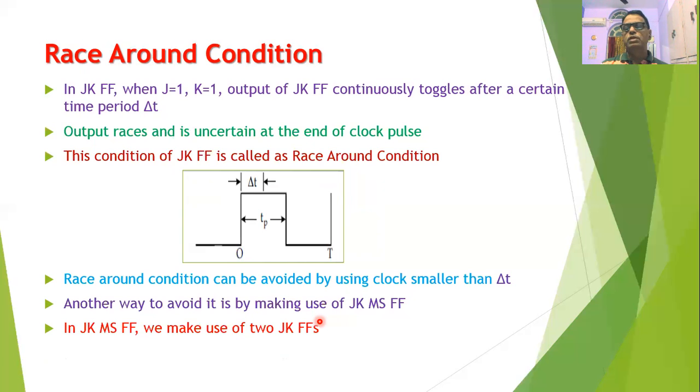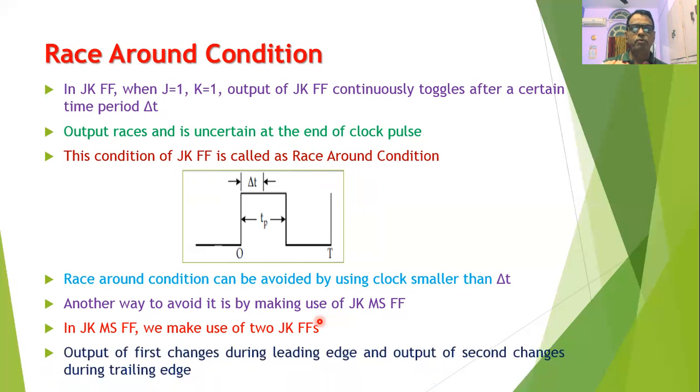Instead of using one flip-flop, we make use of two JK flip-flops in a JK MS flip-flop. The output of the first will change during the leading edge of the clock pulse, and the output of the slave will change during the trailing edge of the clock pulse. And therefore, even if the clock pulse is high for a long duration of time, the output of the JK flip-flop will change only once, and therefore the race around condition can be avoided.